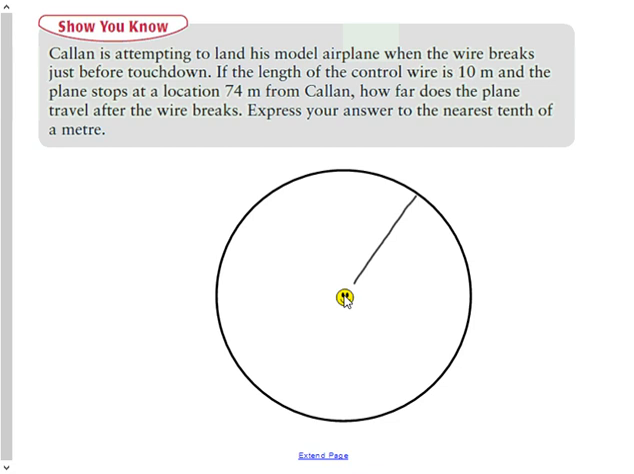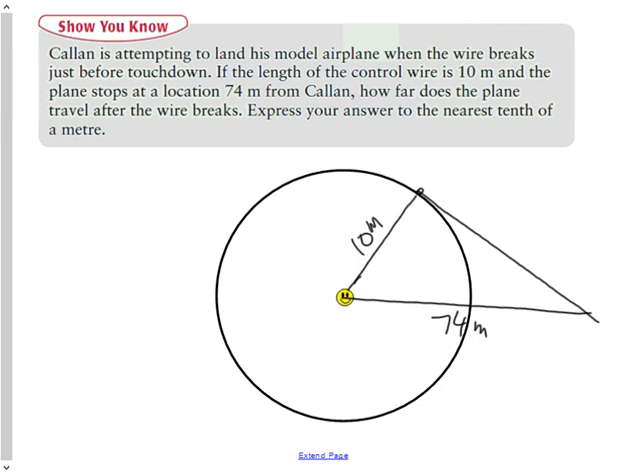Okay, so what you should have done, if you did this right, is put 10 meters as that radius from where Callan is to where the airplane was. And again, just like the skater in the last question, as soon as that wire broke, the plane went in a straight line away from where it broke off. And when it stopped, it was 74 meters away from Callan. How far does the plane travel after the wire breaks?